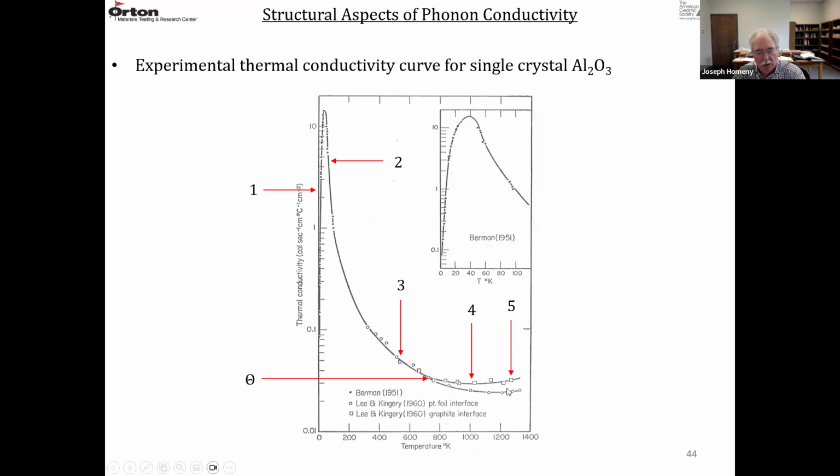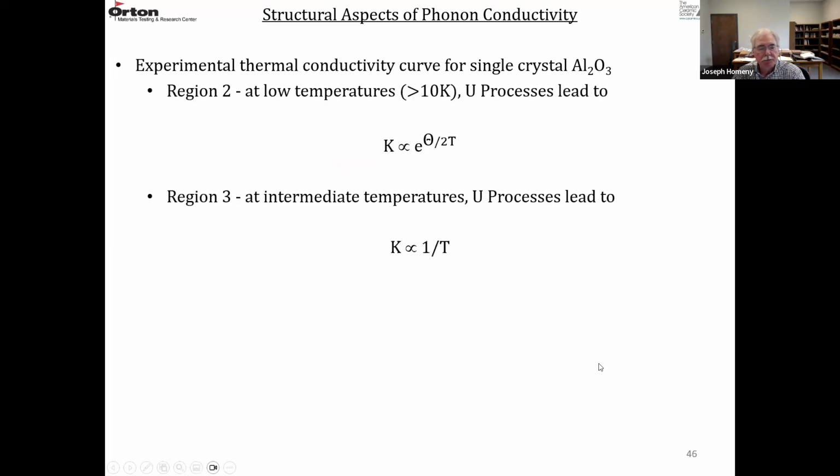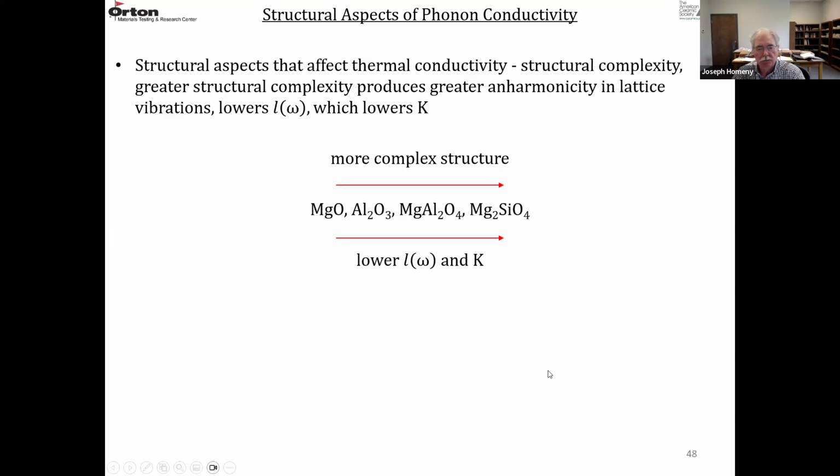So I mentioned that conductivity is considered a material constant, but it's over a temperature range. Obviously, you can see here, conductivity is a function of temperature. So we'll look at how the structure affects the conductivity. So the structural aspects that affect thermal conductivity.